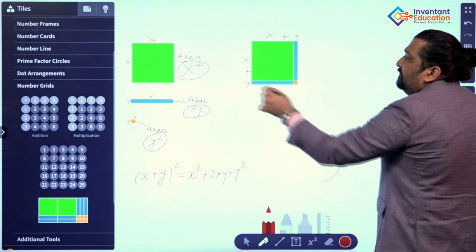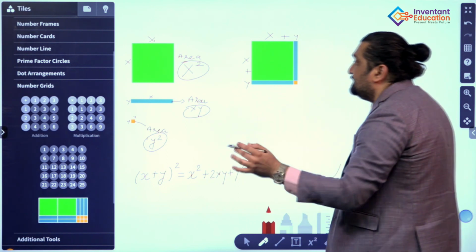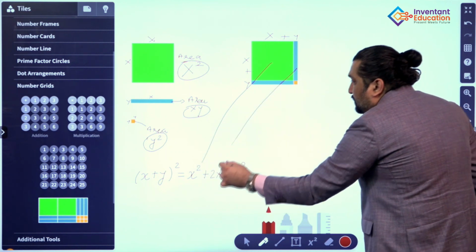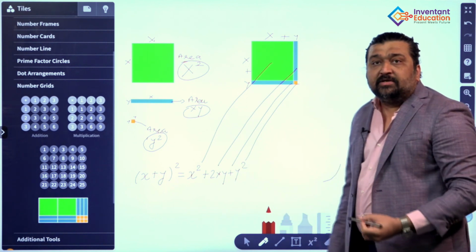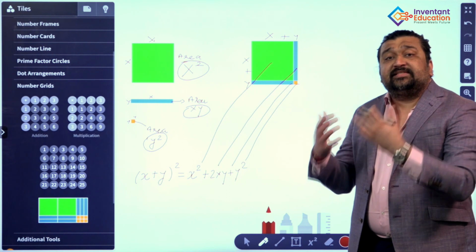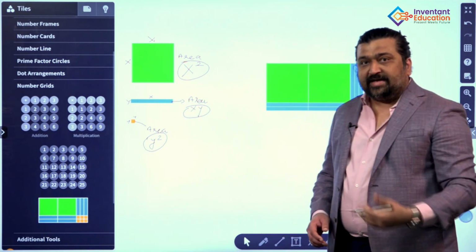So the area of this square is (x plus y) whole square, which is nothing but 1 time x square, 2 times xy, and 1 time y square. So when you show things like this, algebra becomes simple and interesting to students. Let us see one more example.